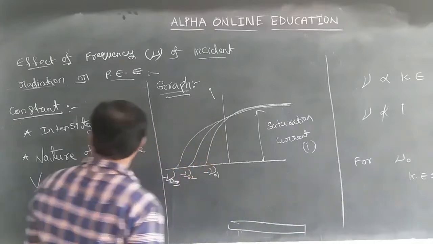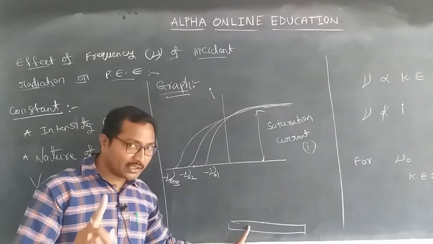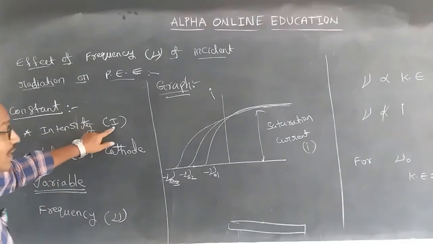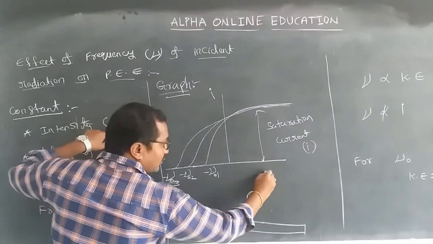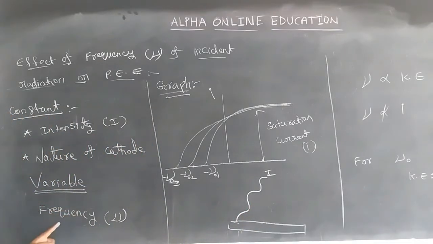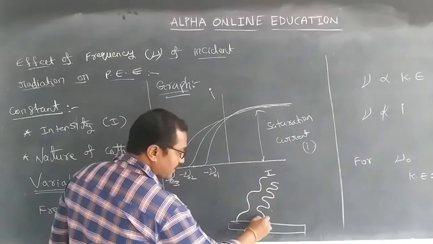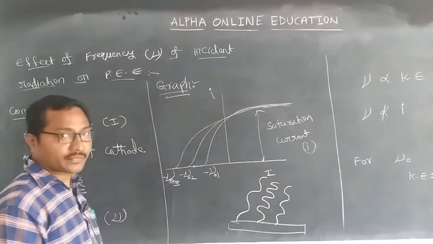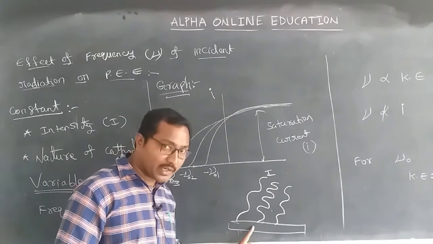Coming to the nature of the cathode, this photoeffective plate is constant. This plate we are not going to change. Second case, the intensity I is constant. Here I am going to draw this, this is the value of I. Clear? Next case, what is the variable? Frequency is variable. So I am going to change this frequency in this way. This is one frequency and this is another frequency. Got it? So here the intensity is constant as well as the photoeffective plate.